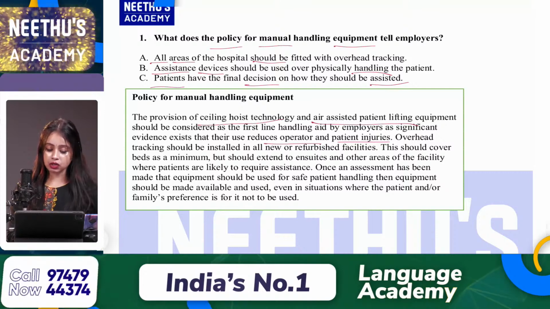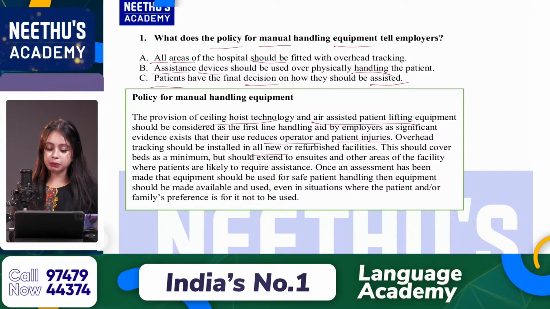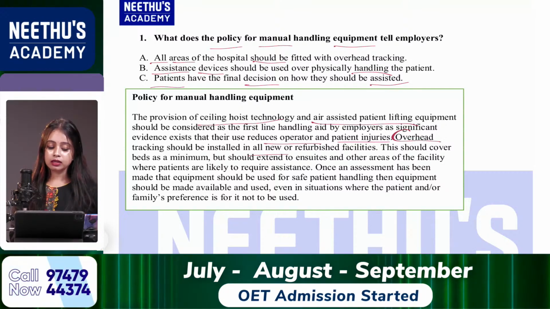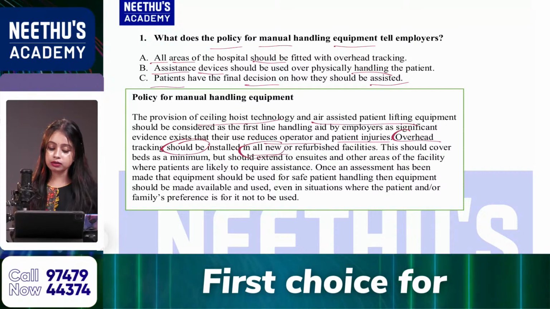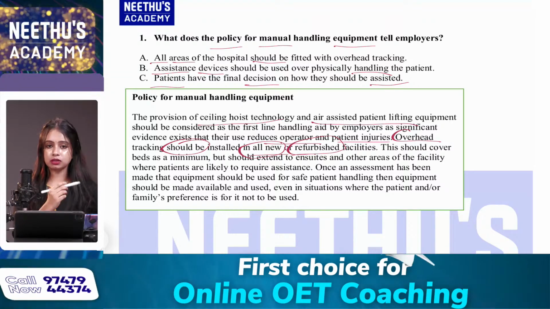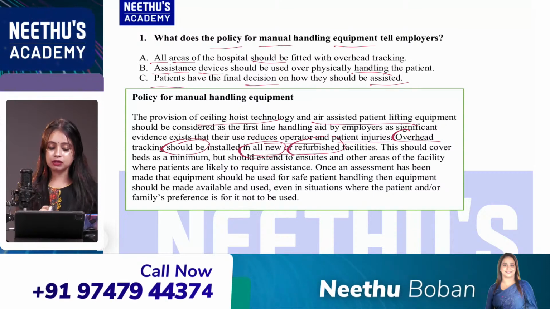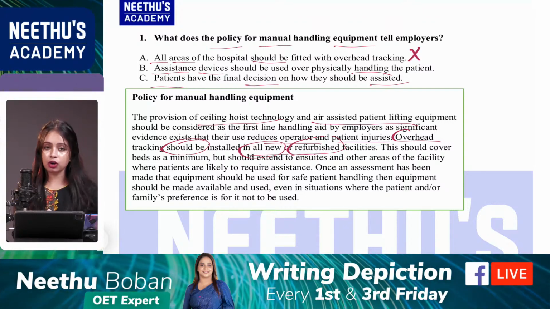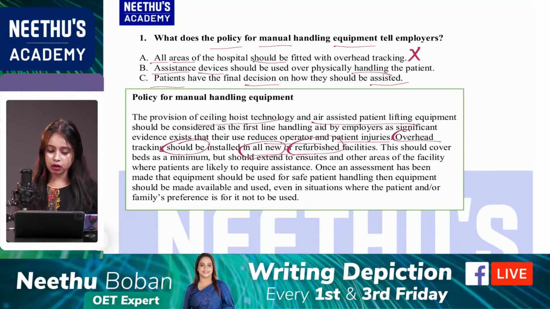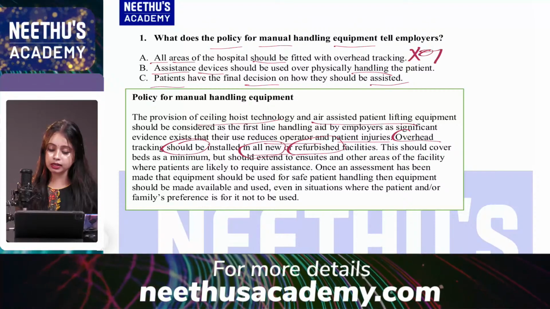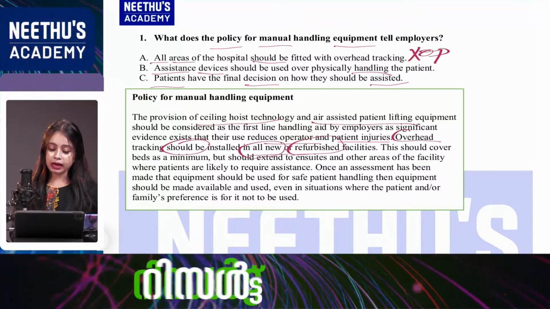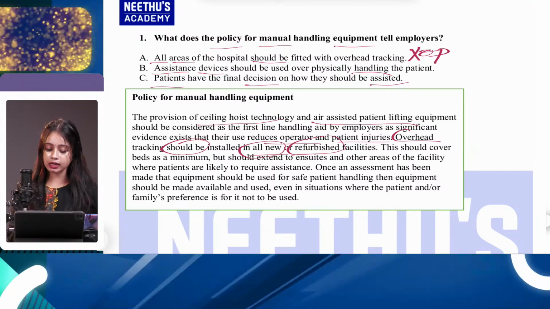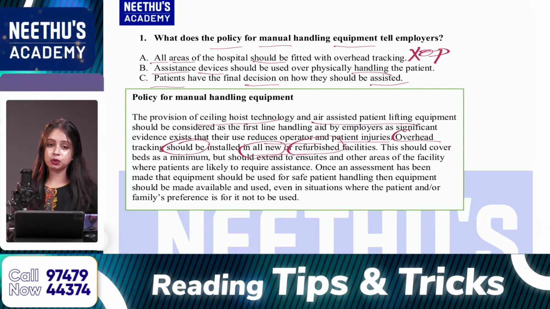Overhead tracking should be installed in all new or refurbished facilities, so which option can we eliminate? Overhead tracking should be installed in all new or refurbished, which means new facilities, so we can eliminate option A. All areas of the hospital should be fitted, not all areas, all new areas. So we can eliminate option A, that is contradictory, or I can say the opposite option. And this should cover beds as a minimum, but should extend to ensuites and other areas of the facility where patients are likely to require assistance.